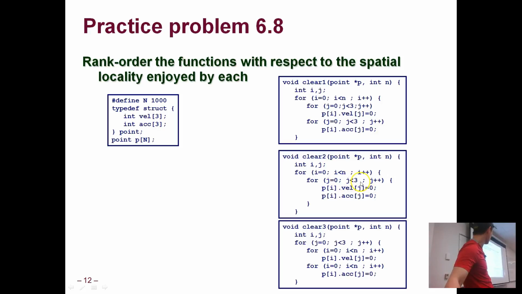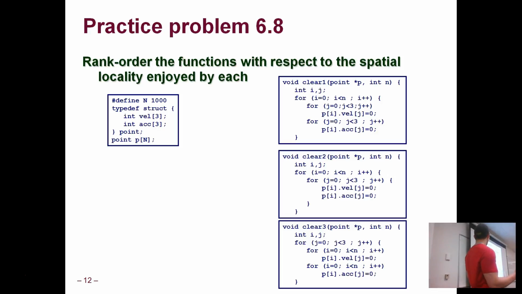For j equal to 0, j less than 3, it clears out velocity and acceleration all in a single for loop. So rather than using 2 separate for loops, it uses 1 for loop. And then clear 3 says for every dimension 0 to 3, I'm going to go through every point and zero out the velocity vector of each point, and then zero out the acceleration vector for each point. So 3 ways of zeroing out the exact same data structure, but they have different locality.